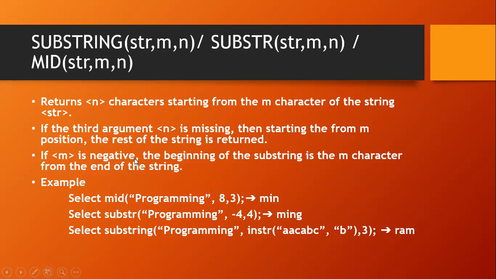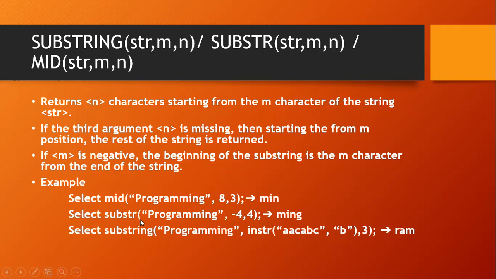If m is negative, the beginning of the substring is the m-th character from the end of the string. So you can see over here, SELECT MID('programming', 8, 3). This is the main string, this is the starting place where the substring has to start, and this is the number of characters needed in your output. So the eighth position: we can count 1, 2, 3, 4, 5, 6, 7, 8. This is 8. And how many characters? We needed 3 characters, 1, 2, 3, and hence you got the output as min.